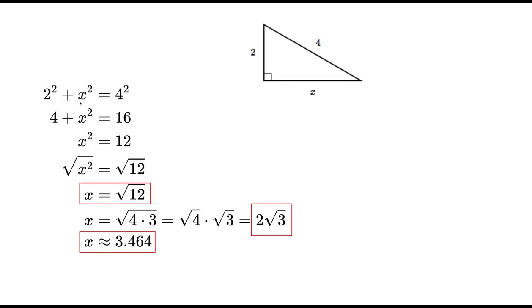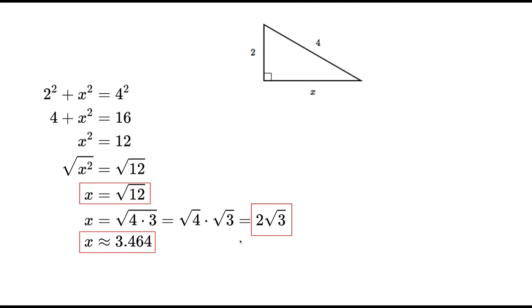So 2 squared plus x squared would equal 4 squared. 2 squared is 4. 4 squared is 16. Subtract 4 from both sides. Take the square root of both sides. And you could leave your answer as the square root of 12. I'm okay with that. But if you want to simplify it, and this is one of those ones where you should simplify it because the numbers aren't that big, 12 is 4 times 3. 4 is a square number, so I can split it up into the square root of 4 times the square root of 3.